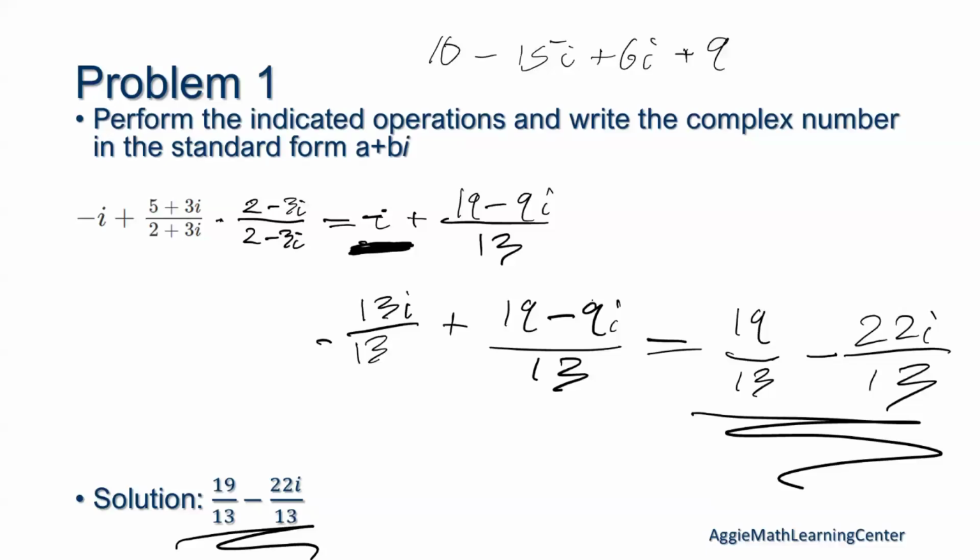Does anyone have any questions about complex numbers? Okay. How did you get the 22 at the end? So the 22, all I did was add like terms with this negative 9i right here and then negative 13i right there. That's all I did. Thank you. Yeah, of course. Are we all good on complex numbers? Sweet.